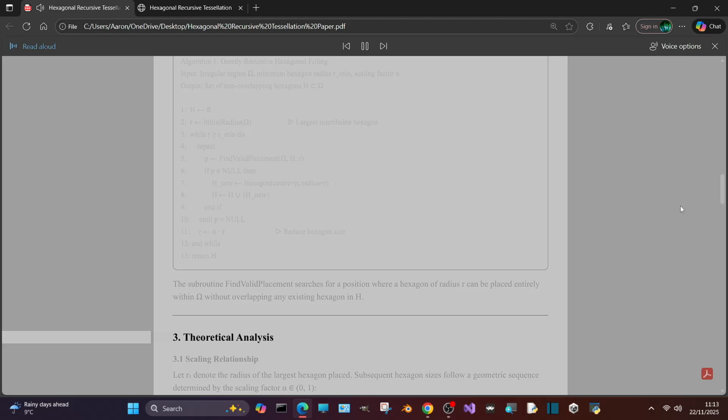3. Theoretical analysis. 3.1 Scaling relationship. Let R denote the radius of the largest hexagon placed. Subsequent hexagon sizes follow a geometric sequence determined by the scaling factor alpha in the interval 0, 1.